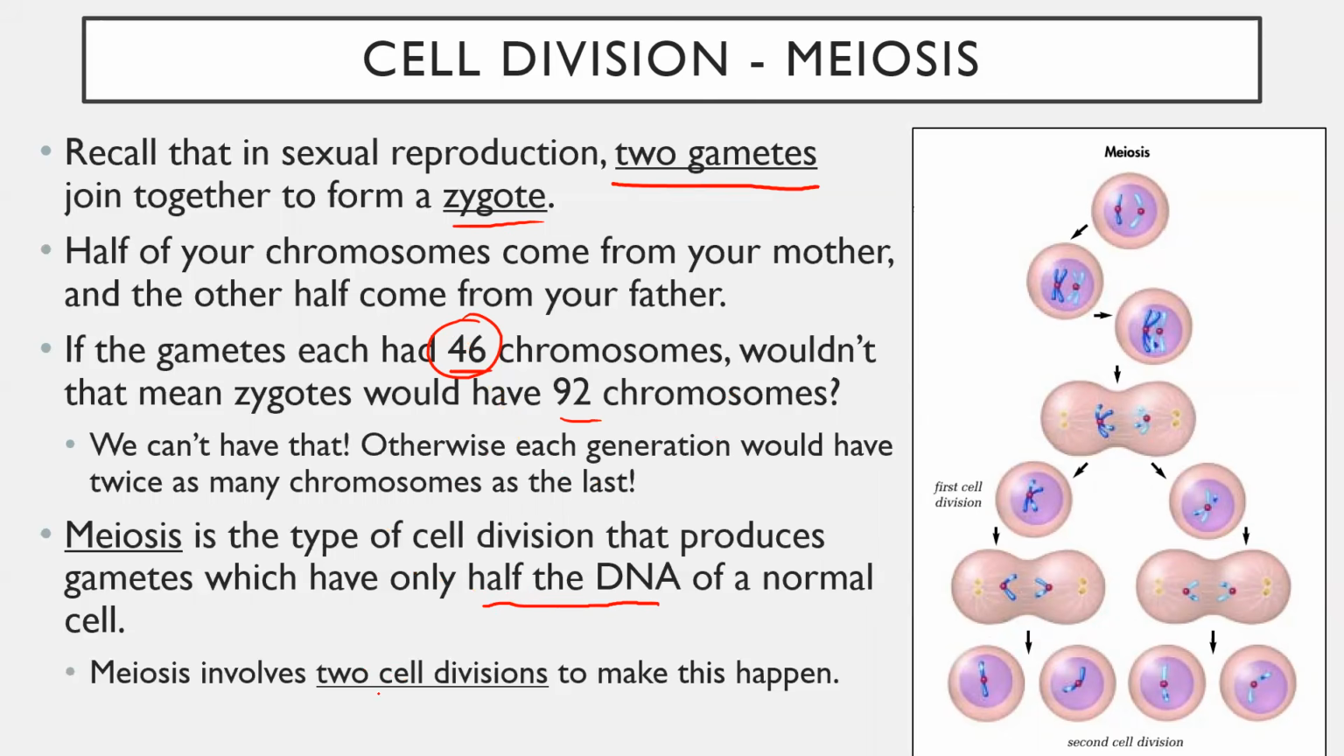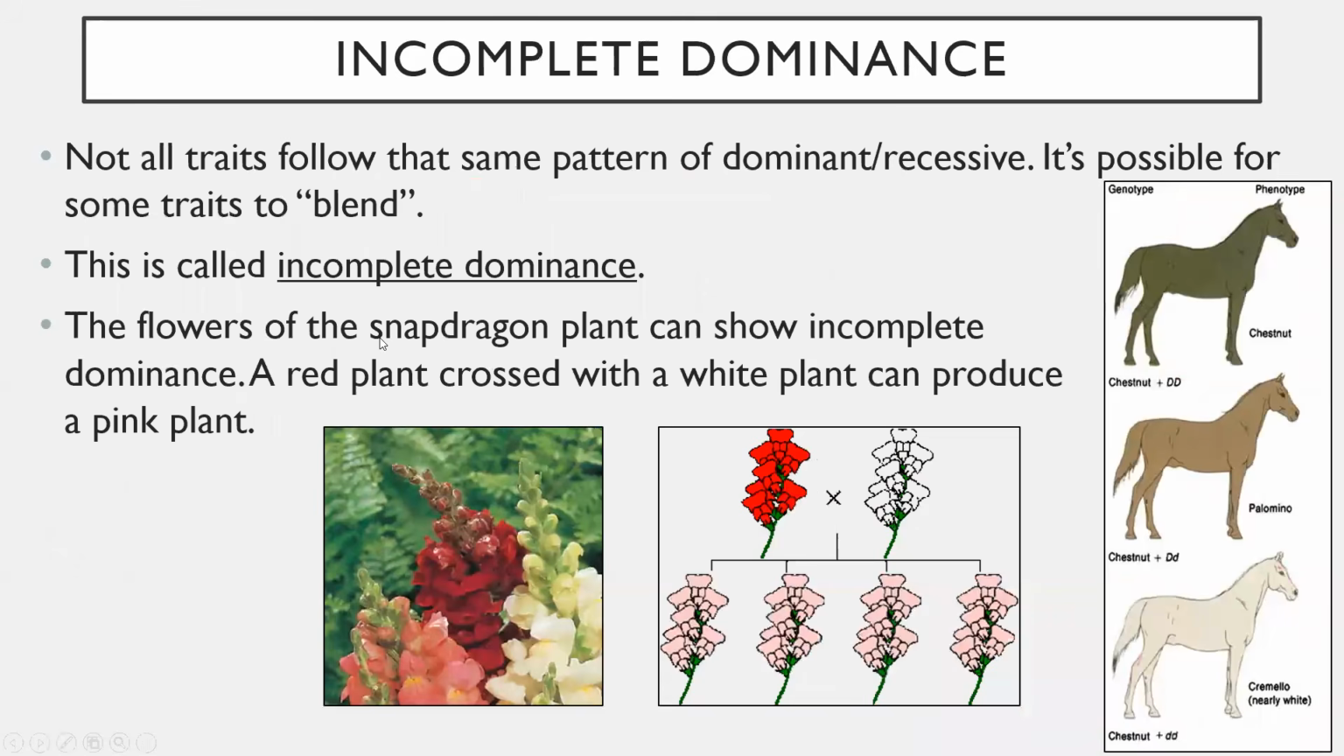So another thing to note is that meiosis involves 2 different cell divisions to make this happen. The cell divides once, and then each of those cells divide another time. So the product is 4 gametes from 1 initial cell. Okay, that's the whole idea.